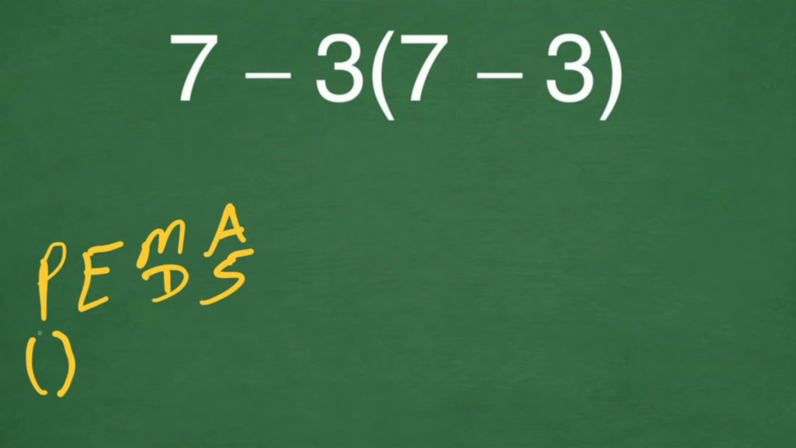And then after we solve all the parentheses, we have to move to exponent. Exponents are numbers that are written on top of numbers, like squares. You may get like this. And then after we solve exponent, we have to solve multiplication and division, and then subtraction and addition, right? So at the end it's addition and subtraction.